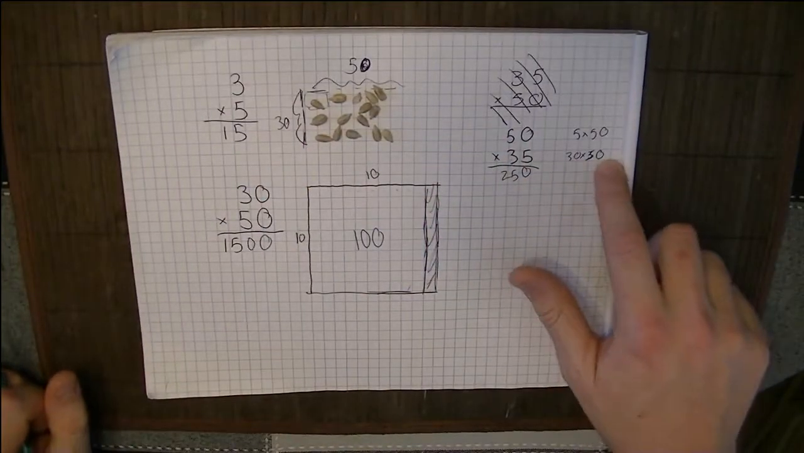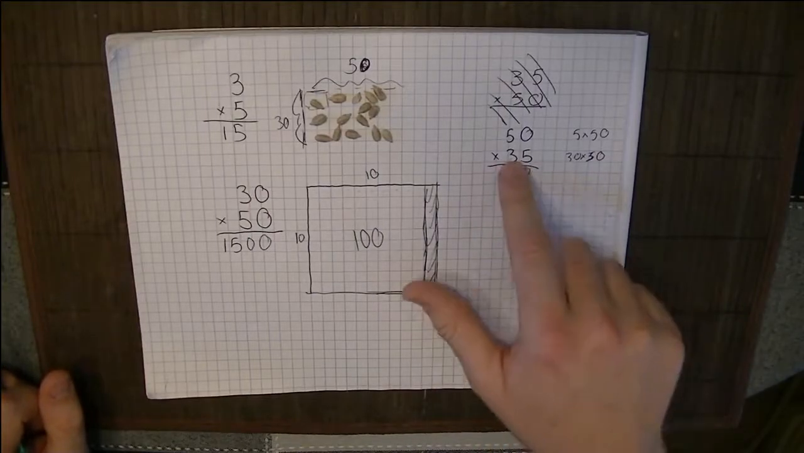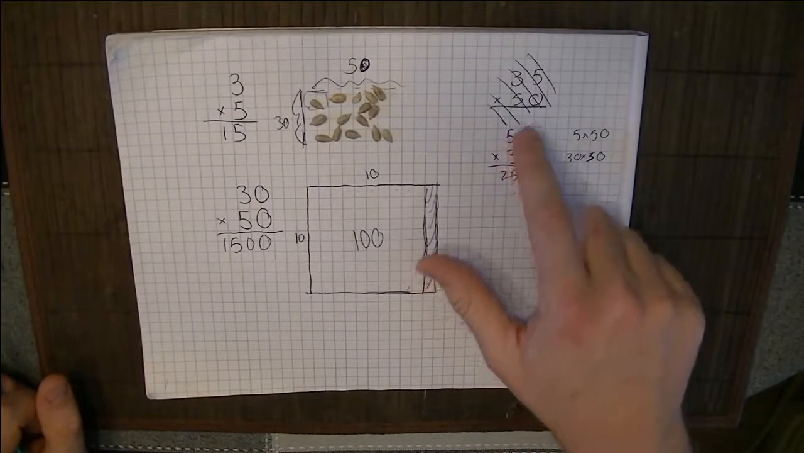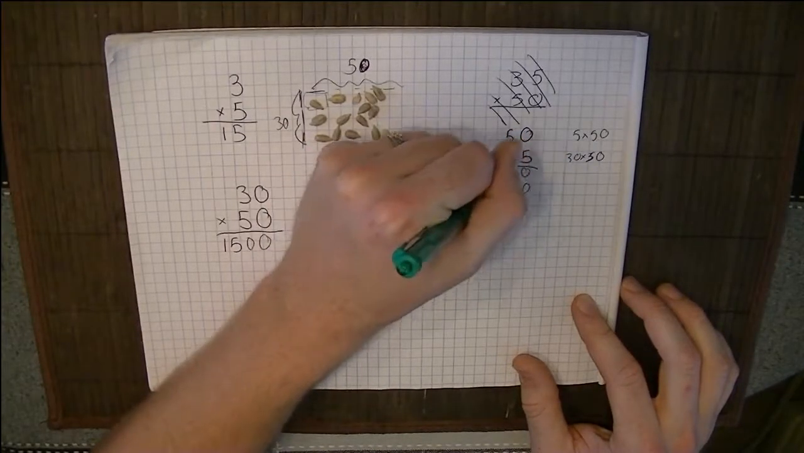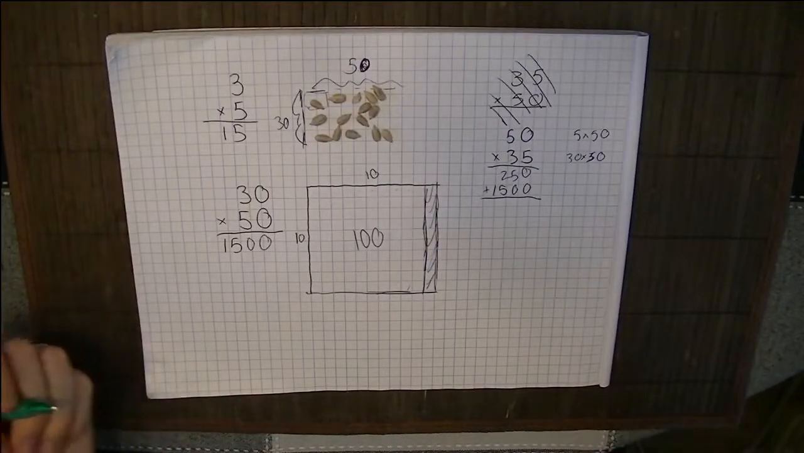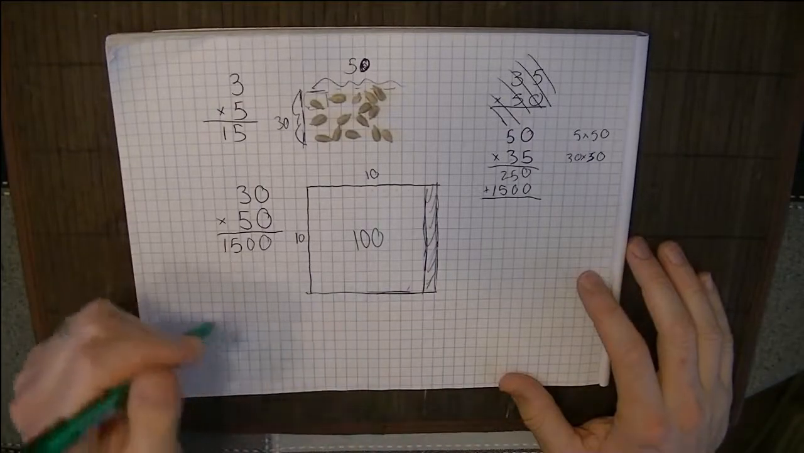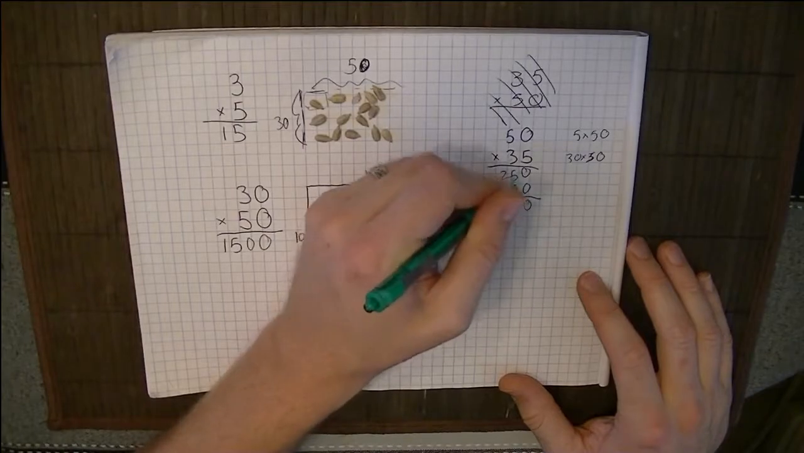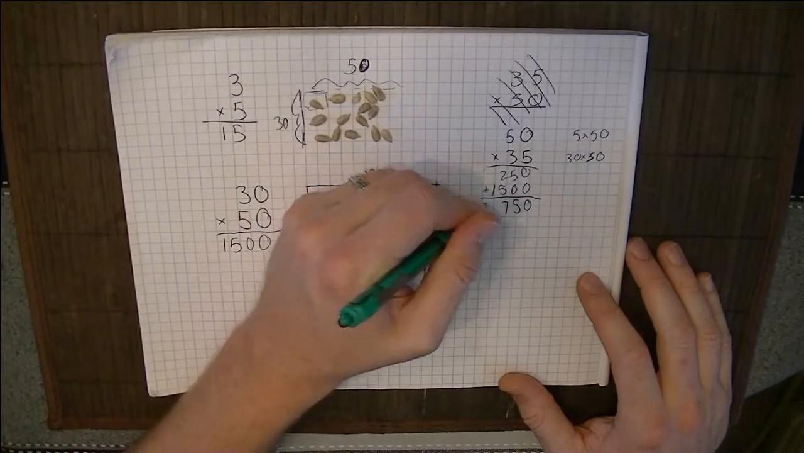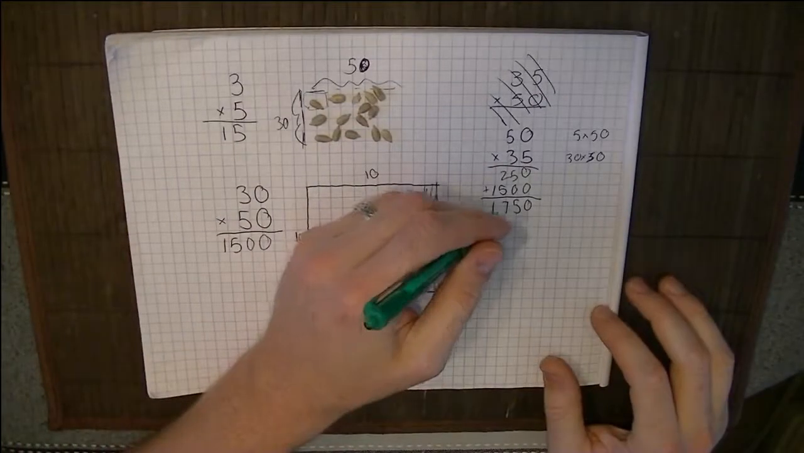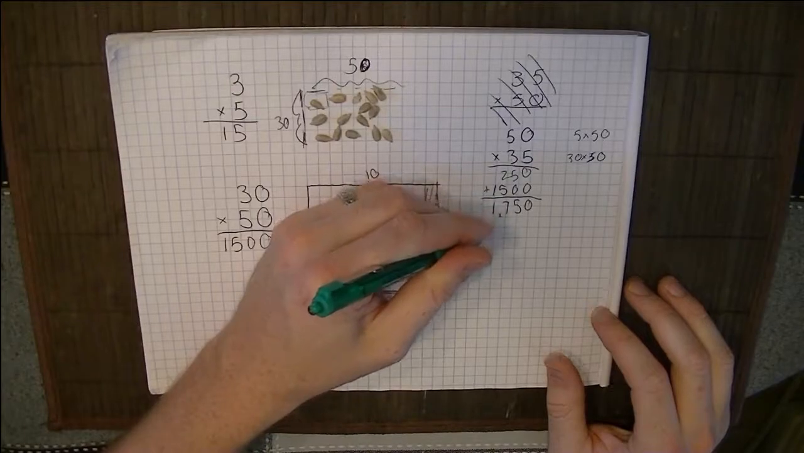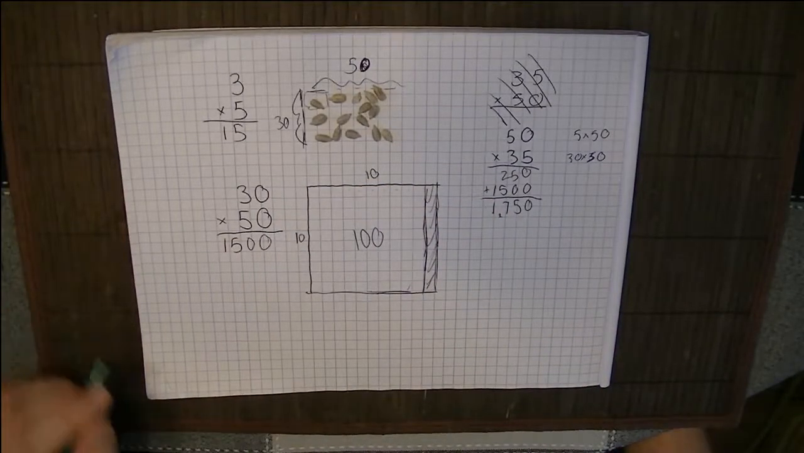And then 30 times 50, what does that end up being? Well, 30 times 50, I know what that is already. It is 1,500. So I add those numbers together to get my whole answer. So 0 plus 0 is 0, 5 plus 0 is 5, 2 plus 5 is 7, and 1 plus nothing is 1. So I get 1,750 is the answer there. So that should be a comma. There we go. All right.